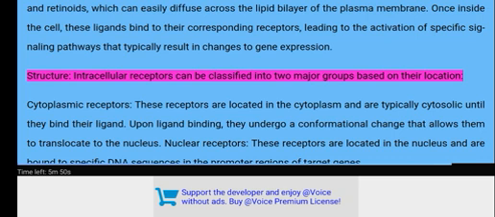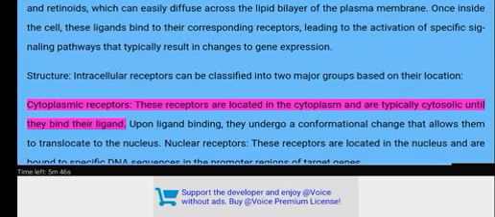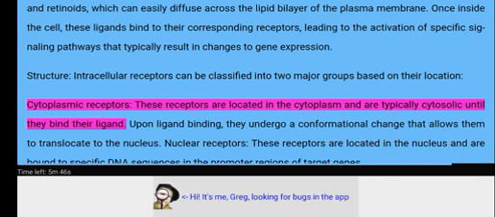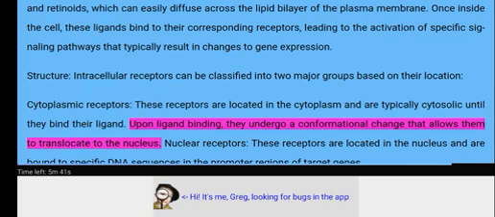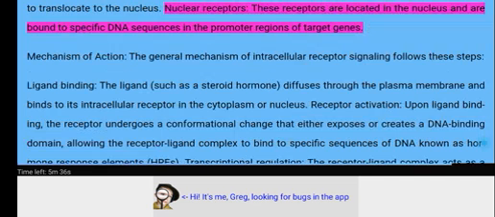Structure. Intracellular receptors can be classified into two major groups based on their location. Cytoplasmic receptors. These receptors are located in the cytoplasm and are typically cytosolic until they bind their ligand. Upon ligand binding, they undergo a conformational change that allows them to translocate to the nucleus. Nuclear receptors. These receptors are located in the nucleus and are bound to specific DNA sequences in the promoter regions of target genes.